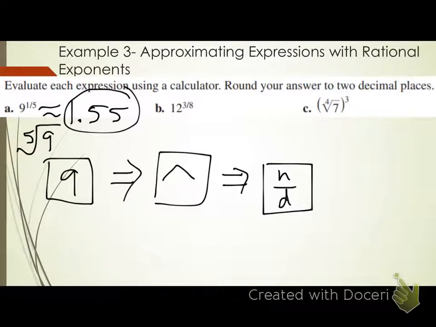Let's do letter B. What are we getting? Yep, 12 to the 3/8. 2.54, approximately. Everyone see that? What's another way I could write 12 to the 3/8?